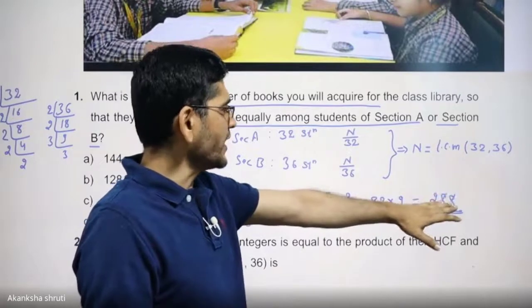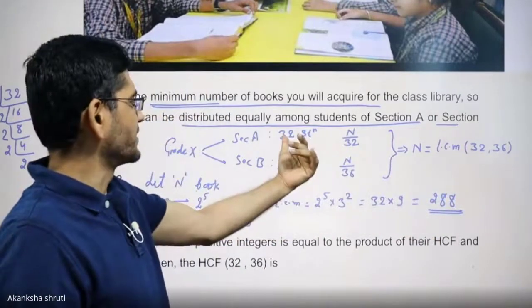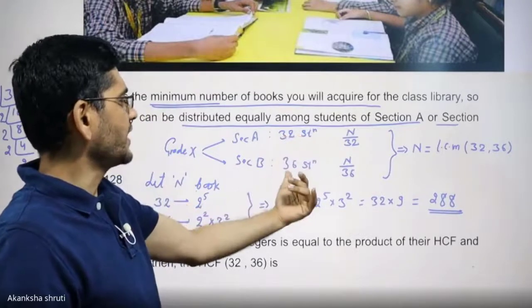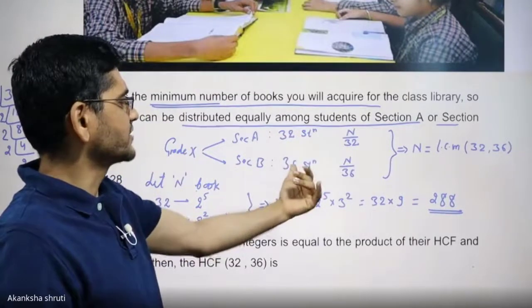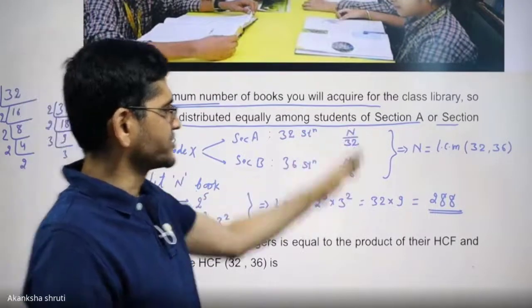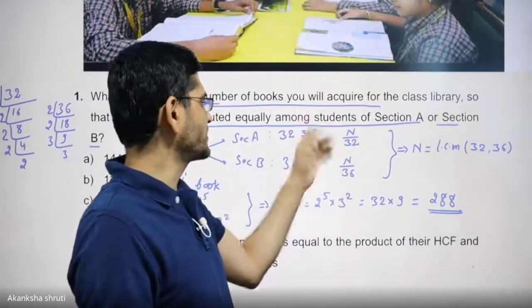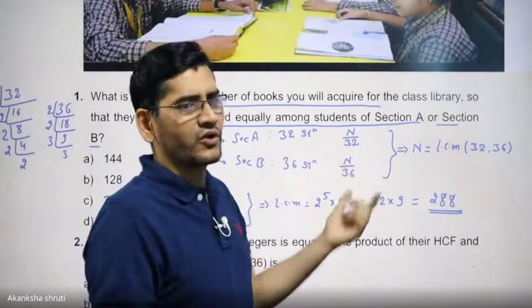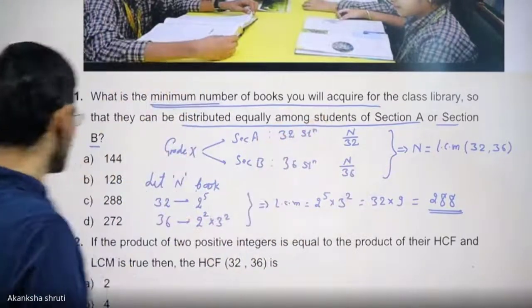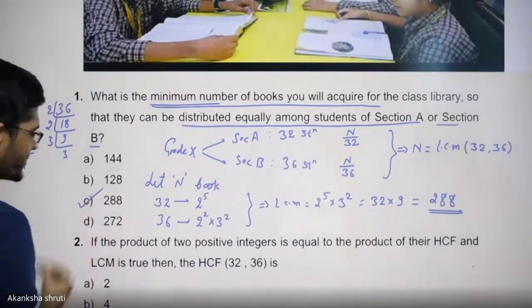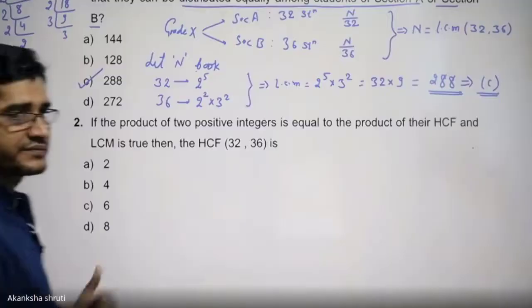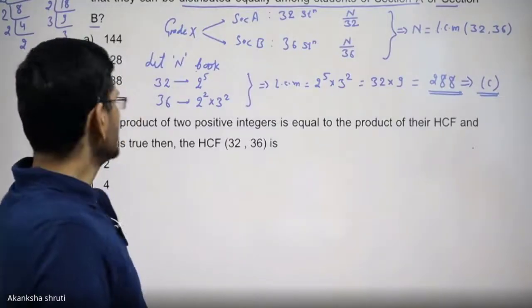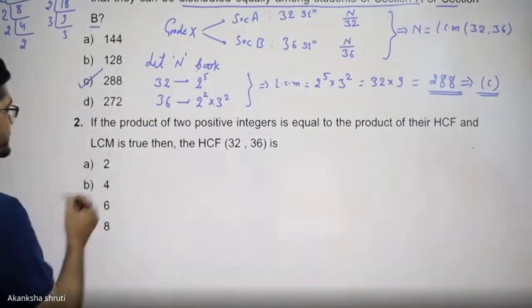So this 288 is divisible by 32 students as well as 36 students. We will get, or each student of either section A or section B will get an equal number of books. This was the question asked. So here we are getting option C is correct.